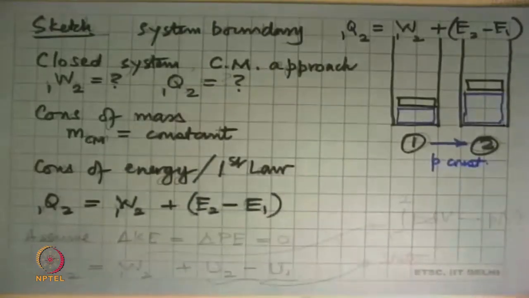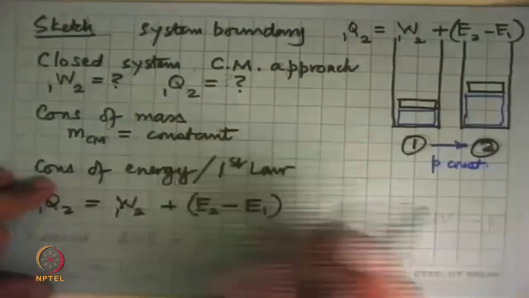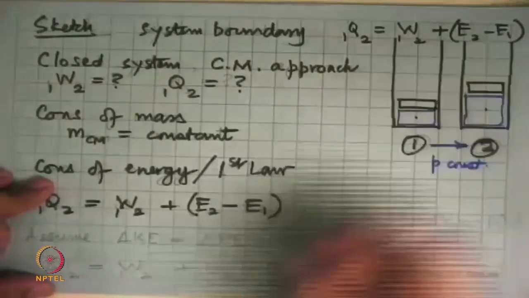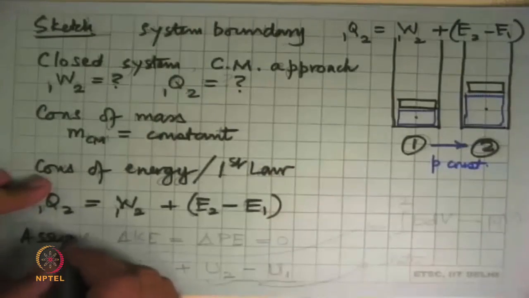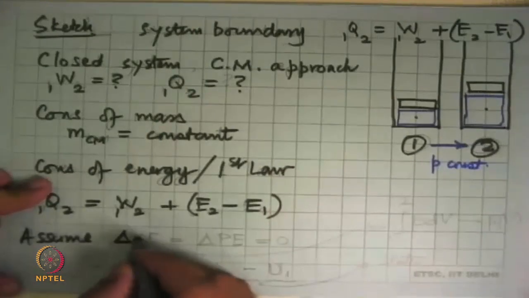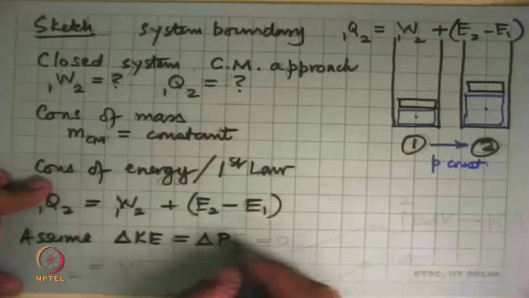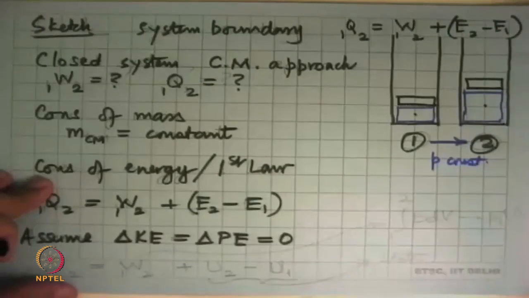And now we say, what are the reasonable assumptions in this application? We say that these two are such that kinetic and potential energy changes are not happening, it is stationary. The center of gravity of the system rises very slightly, and that we can neglect. So we explicitly say that we assume that delta KE is equal to delta PE, and this is 0.